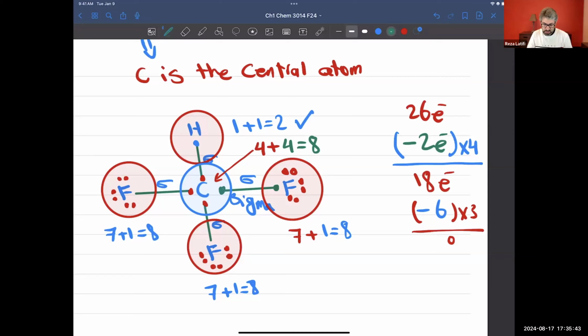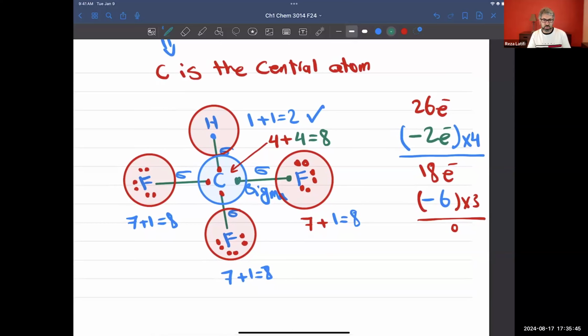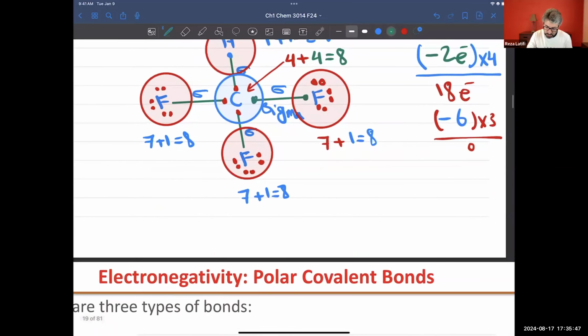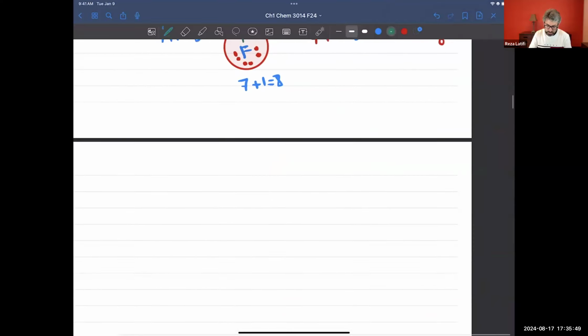Next thing that I want to practice is going to be the formal charge. What's the formal charge?